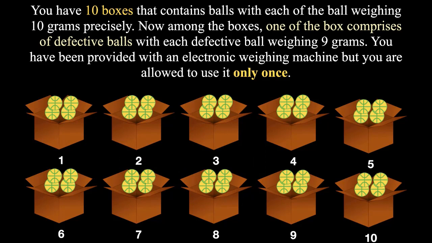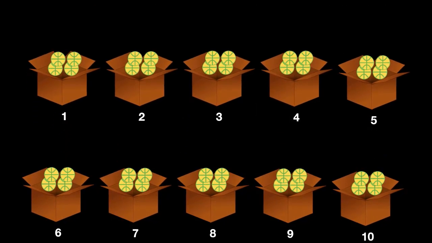For convenience sake, let's name the boxes from 1 to 10. In order to solve this problem, you have to leverage the fact that you know exactly what each good ball is supposed to weigh and what each defective ball is supposed to weigh. Many of us instinctively will take one ball out of each box and try to find a way to make it work, but the trick is to take a different number of balls from each box.